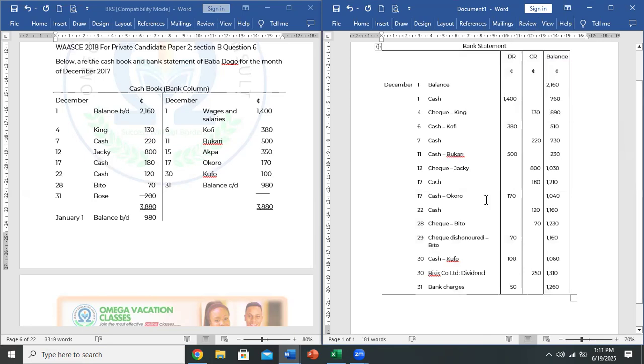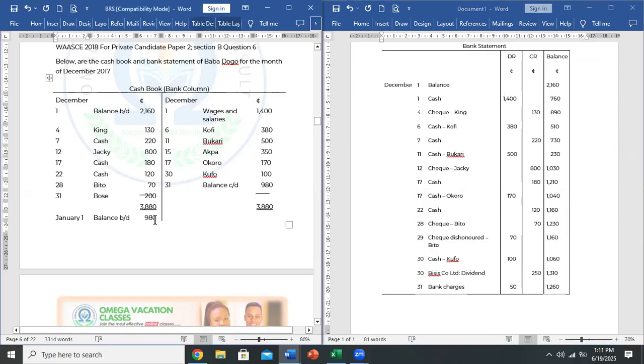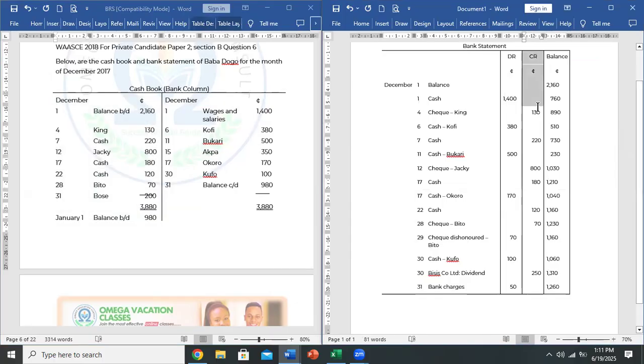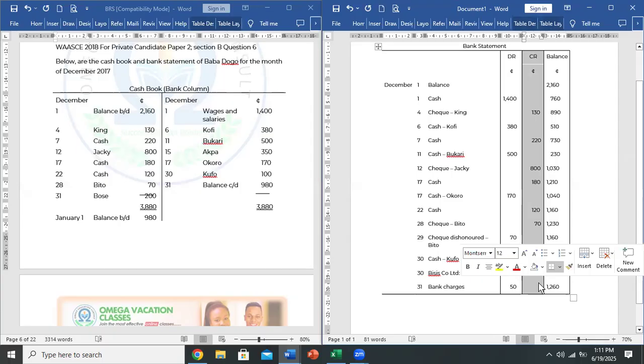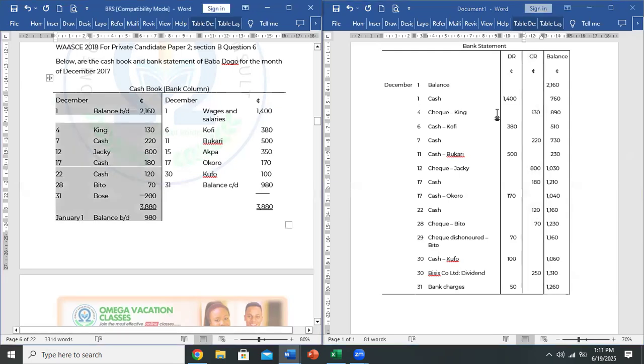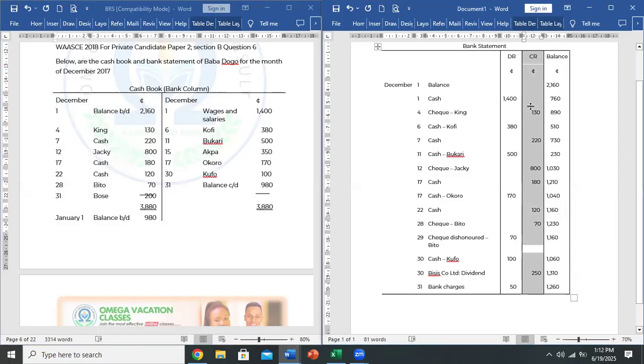Now look at how we do the comparison. So first, you compare the debit side of the cash book, right? The one I've highlighted here, to the credit side of the bank statement. If you do that comparison, the figures you get are called uncredited checks. And it is very simple. You have debited them in your cash book. You are supposed to see them at the credit side of your bank statement. So if it is not there, it is an uncredited check.